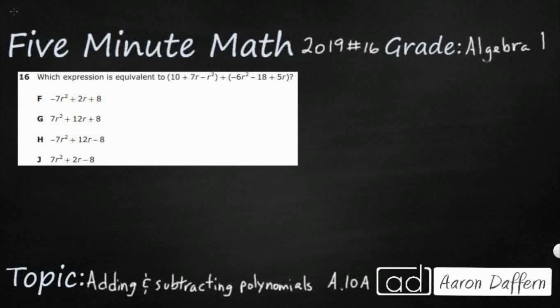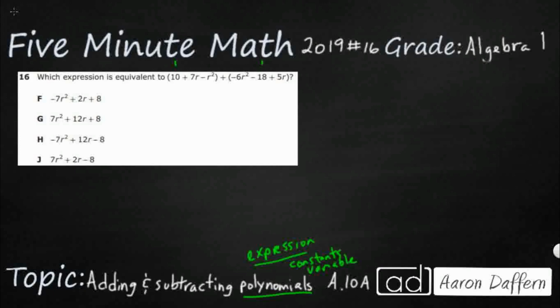So we are adding and subtracting polynomials. What is a polynomial? Well, it is an expression. Hopefully you notice that we've got expressions here on our problem. But it's an expression that has multiple terms that can include constants. So constants are just numbers without any variables. So I see a constant here. I've got a 10, and I've got a minus 18. Those are constants. And then variables with different degrees, right?